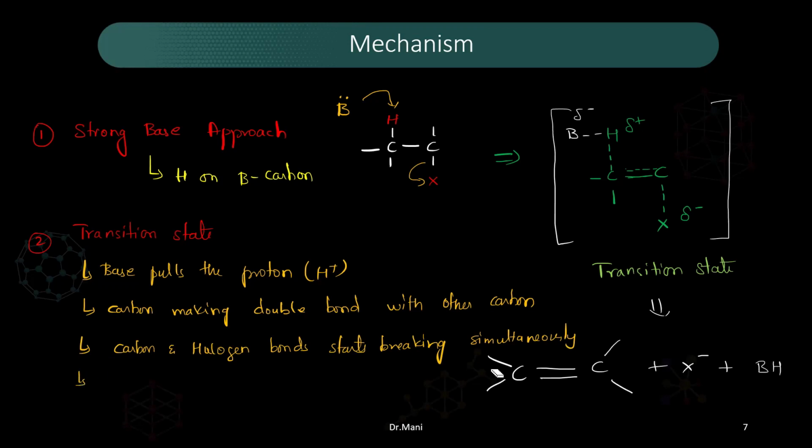So as all these things are happening, we can see a partial negative charge will develop on both the base and the leaving group. Okay, so that's another thing. So the partial negative charge will build on the leaving group and base. So finally, that will end up with bond formation. First all the bonds will break and then bond formation will happen. So this is how the elimination reaction will happen.